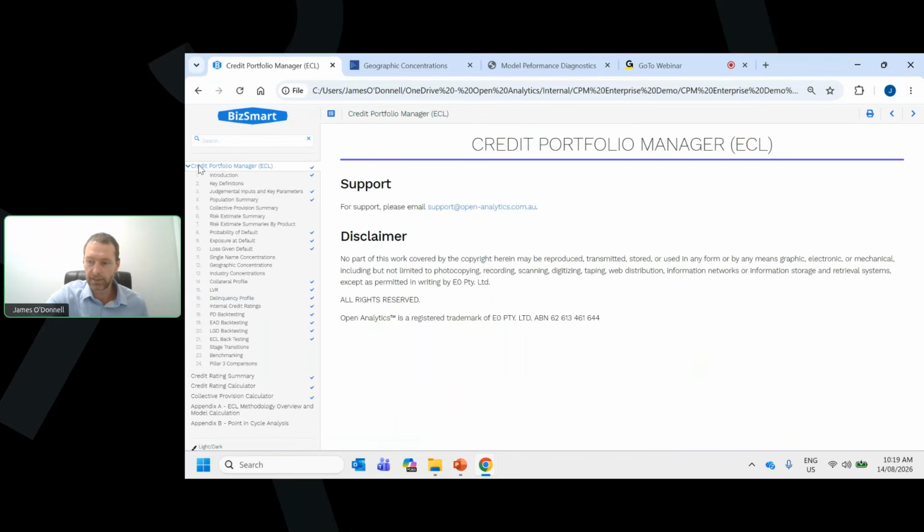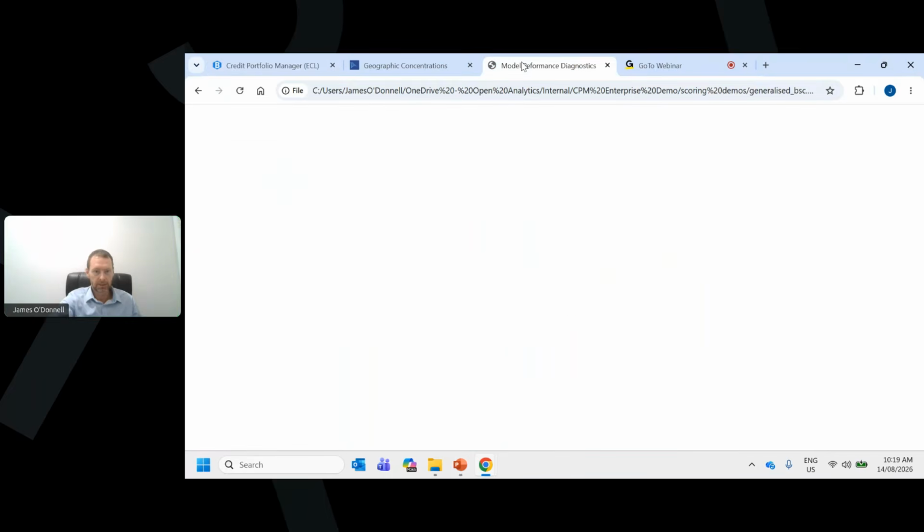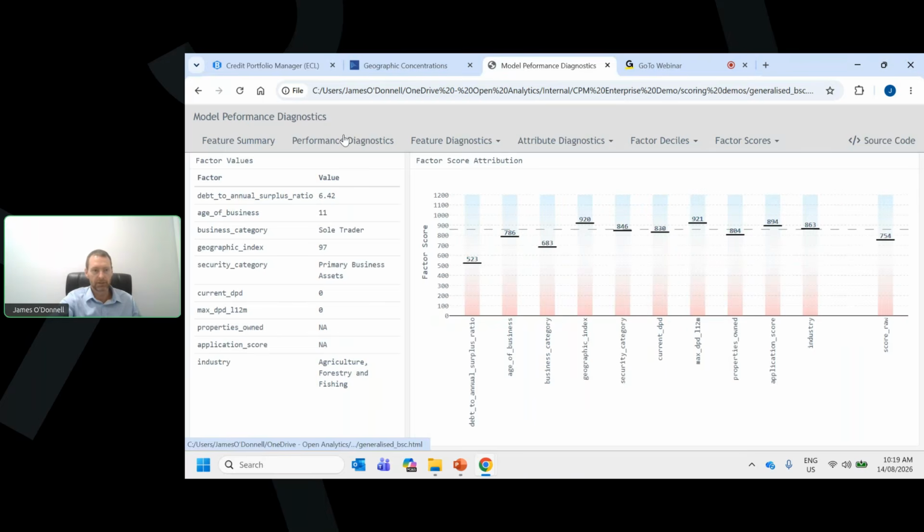Okay, so that covers off the credit portfolio manager. What I've just shown there is actually the standard credit portfolio manager, with the addition that the credit score in there would not normally be there. We normally have more basic segmentation. I'll jump now to the credit score. This is the one model I'll go into in a little bit more detail.